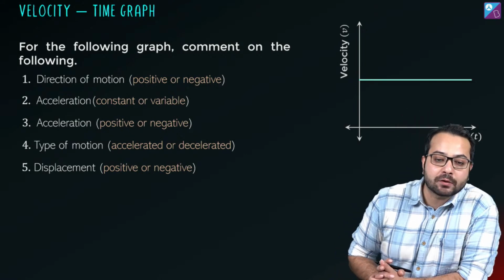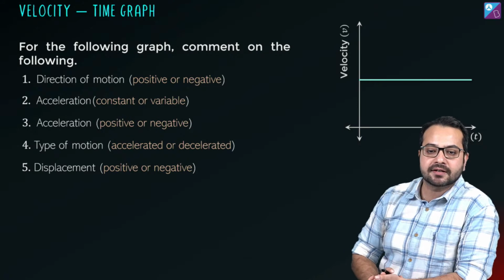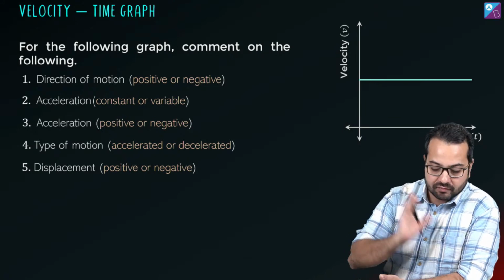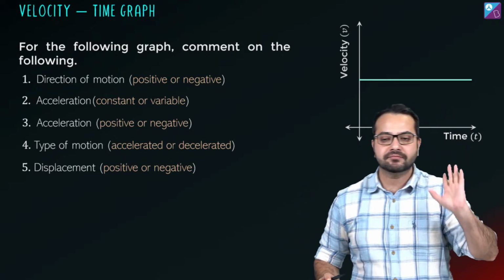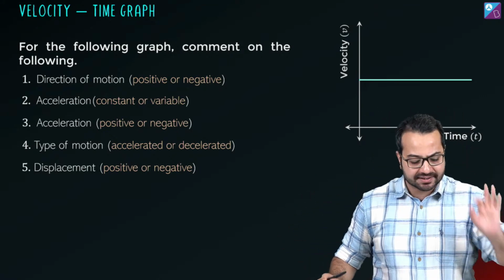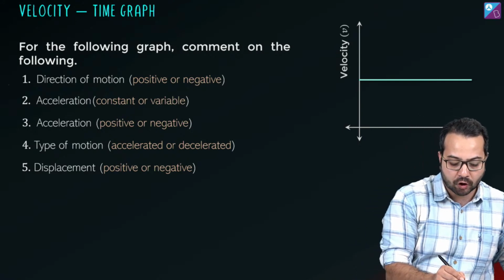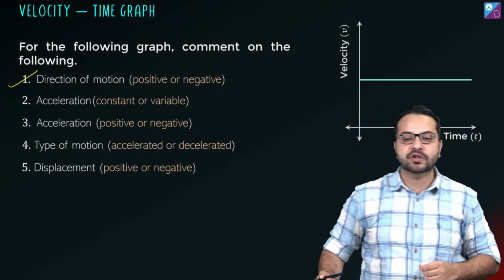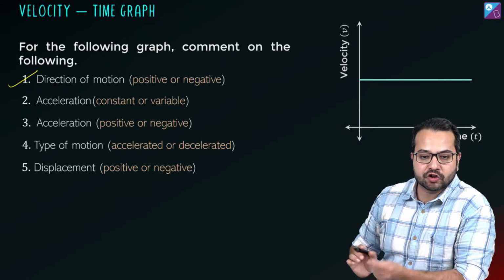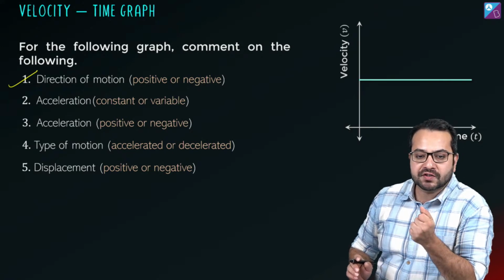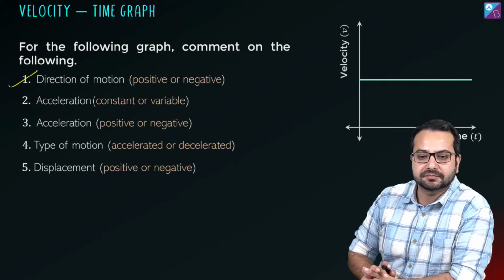Alright. So again what I'm going to do is throw questions at you and you are going to quickly answer, ठीक है, about what is the nature of this velocity time graph. Ready? चलो, let's start with direction of motion. Direction of motion is positive or negative? Quickly guys. Also tell me the reason.